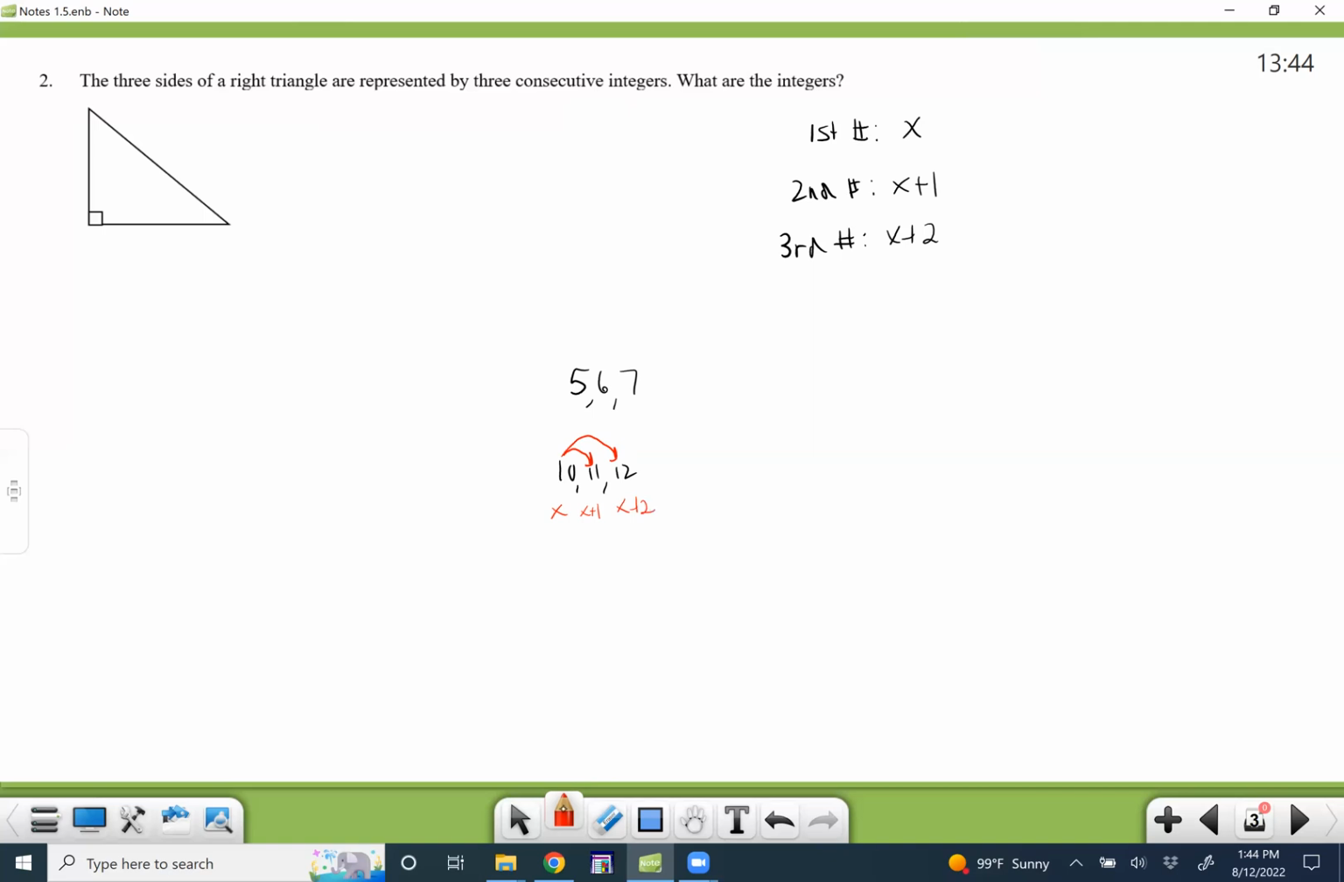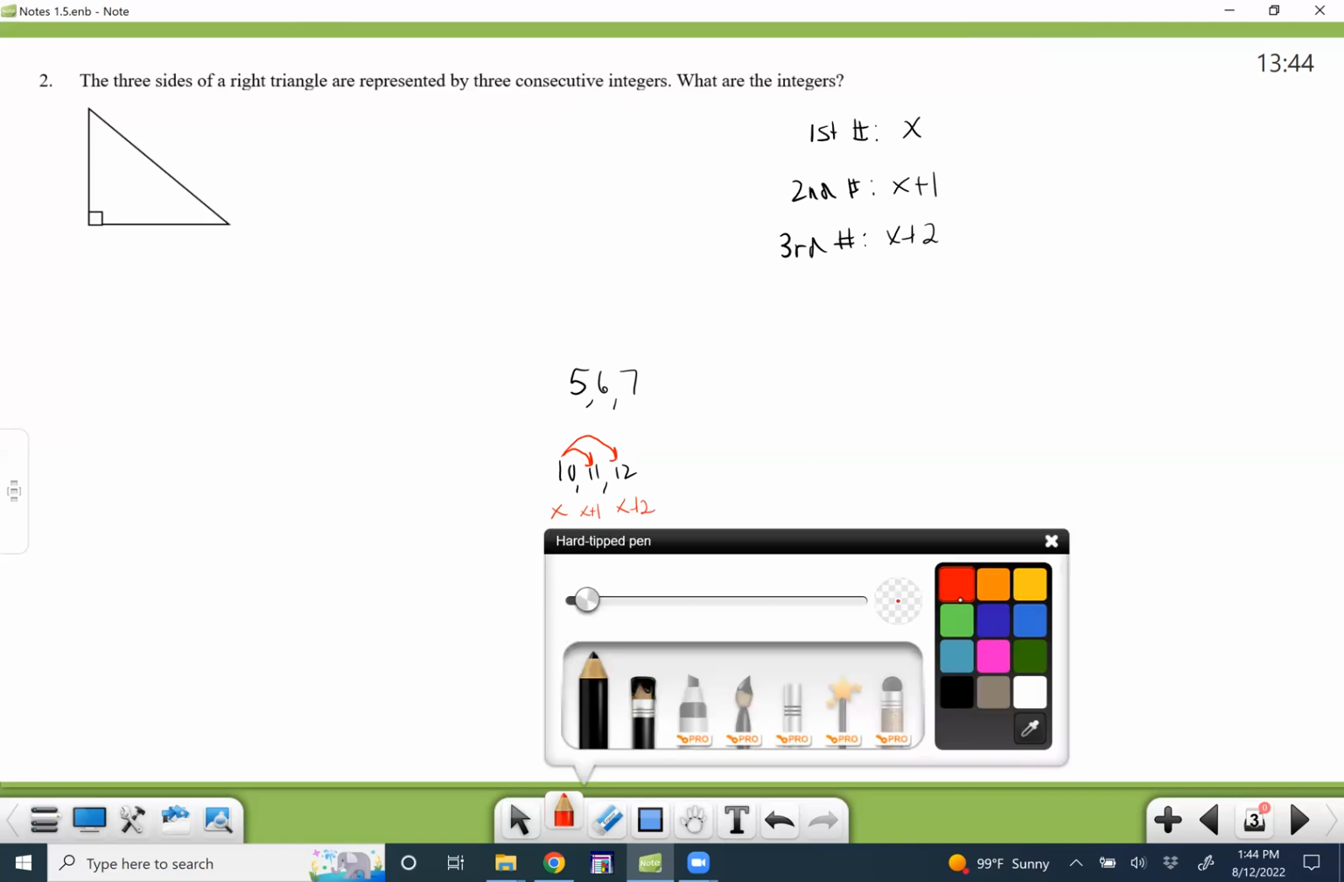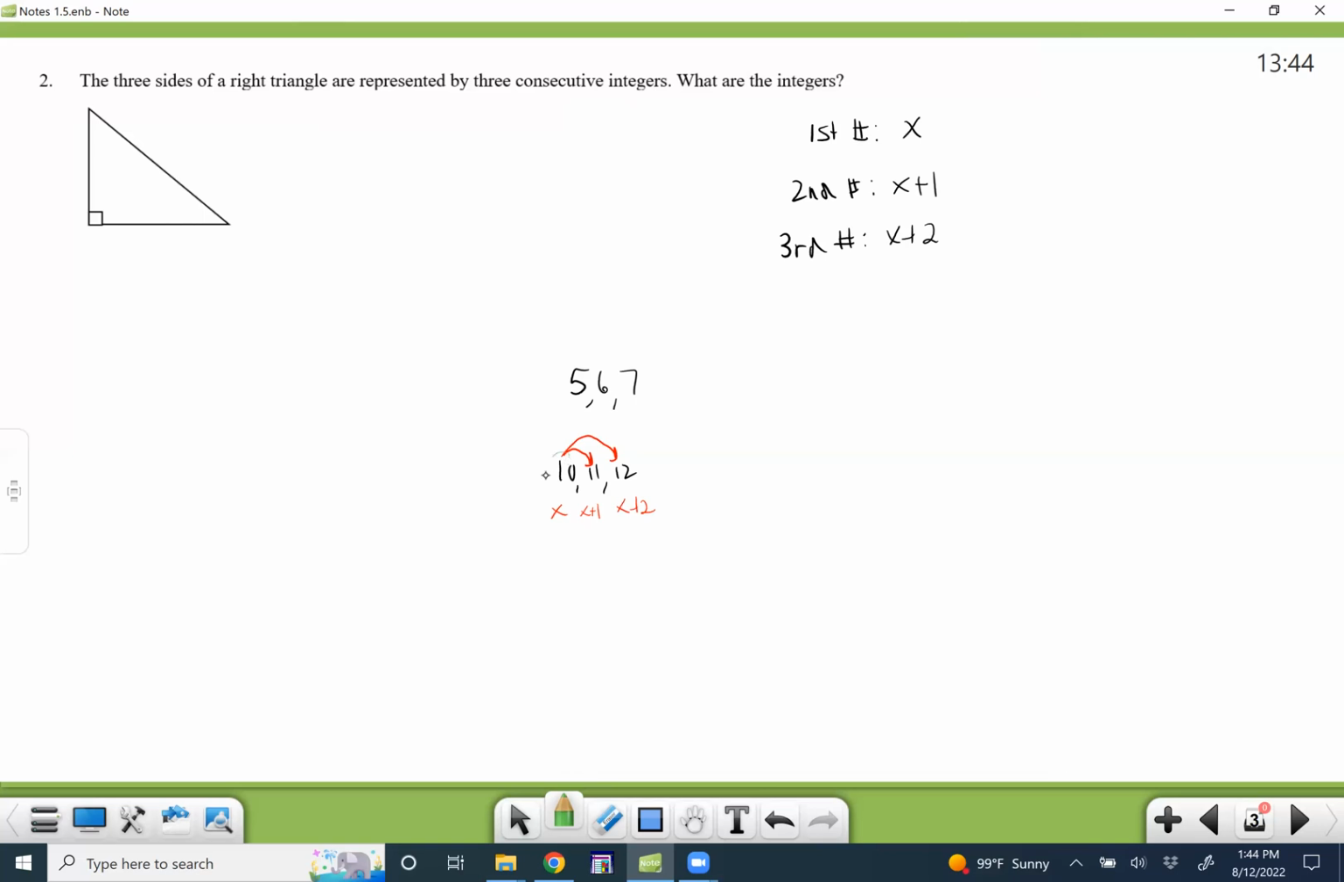And you can check to see if you're right. If you were to put in x is 10, right? If you were to put in 10 into all of these, let me put commas, 10 plus 1, 10 plus 2. Notice you get 10, 11, and 12. Okay. So that's if they're consecutive integers.